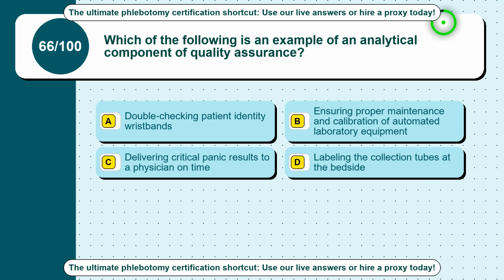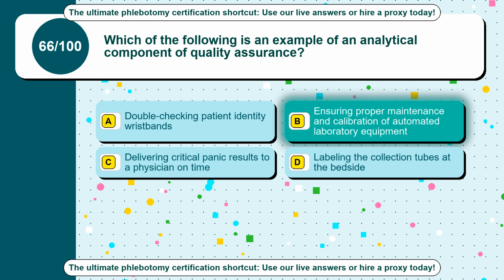Question 66. Which of the following is an example of an analytical component of quality assurance? Option A, double-checking patient identity wristbands. Option B, ensuring proper maintenance and calibration of automated laboratory equipment. Option C, delivering critical panic results to a physician on time. Option D, labeling the collection tubes at the bedside.